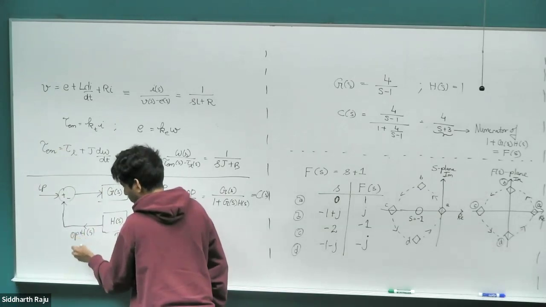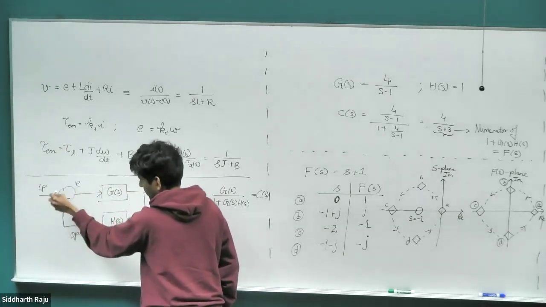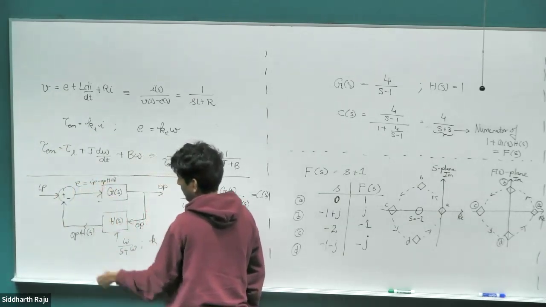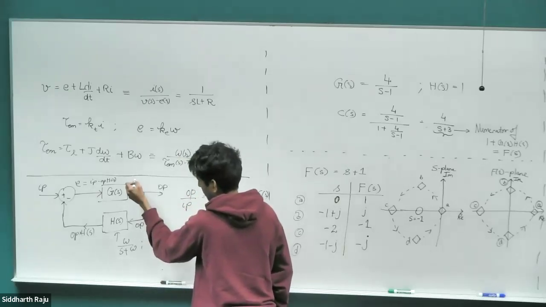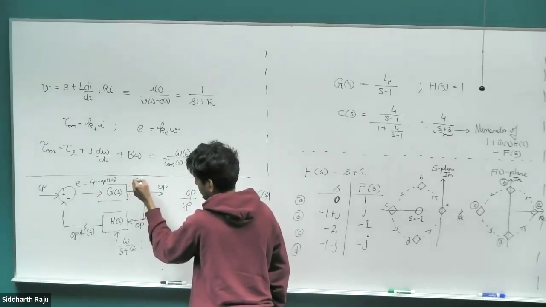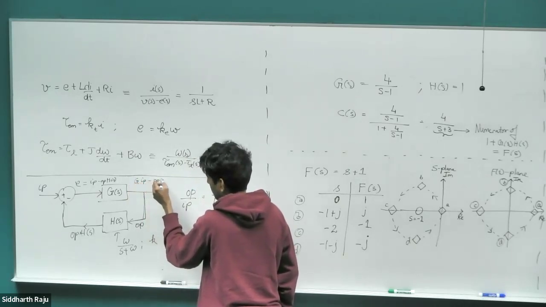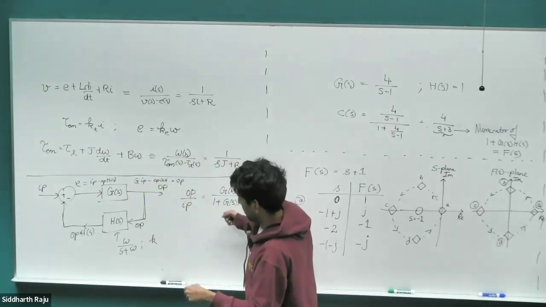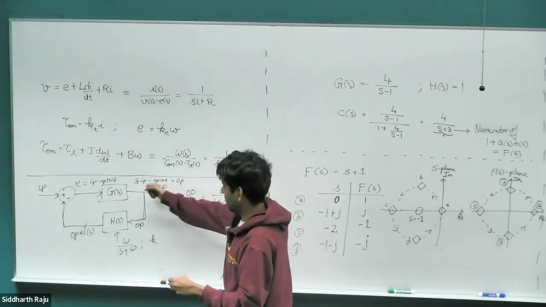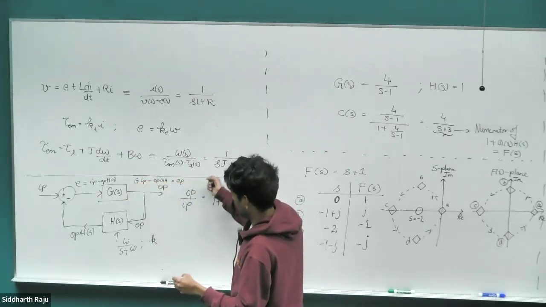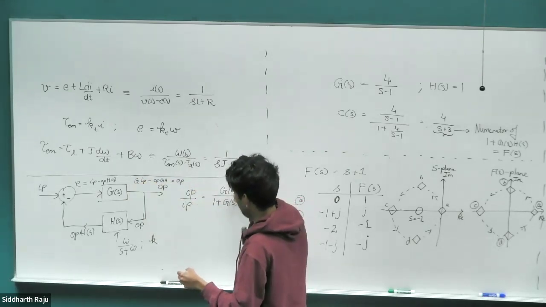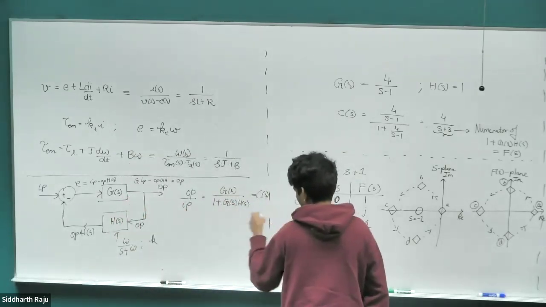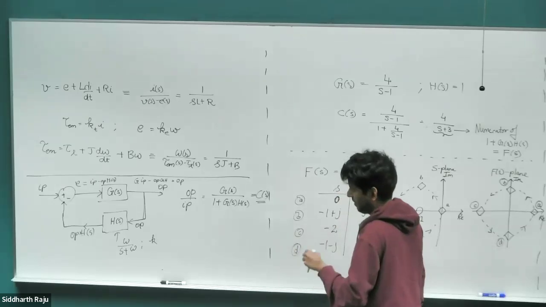So once we have output times H of S, go to this side. The error itself is going to be input minus output times H of S. Then scale the whole thing by G of S. So G times input minus output times G times H is equal to output. Once you simplify this, you would end up with this exact same form. Collect all the outputs together: you would have G times input equal to output times 1 plus G times H. And then output by input would be G divided by 1 plus GH. So it's nothing too complicated going on here. This is going to be the closed loop transfer function, C of S.